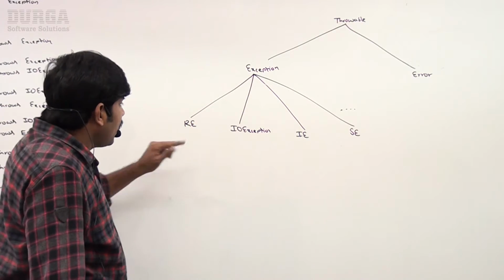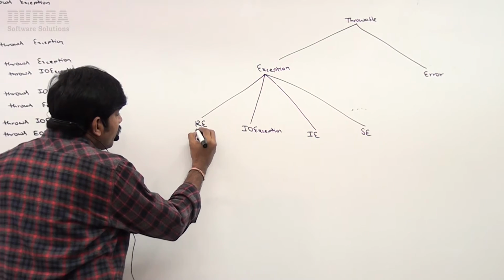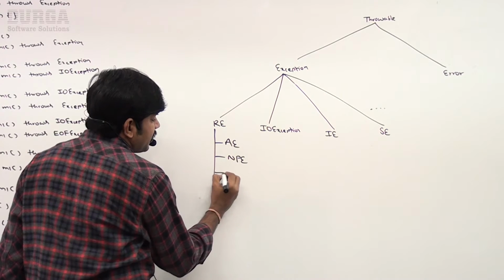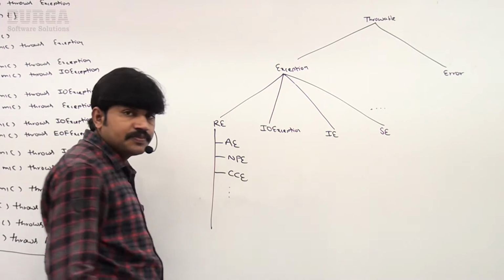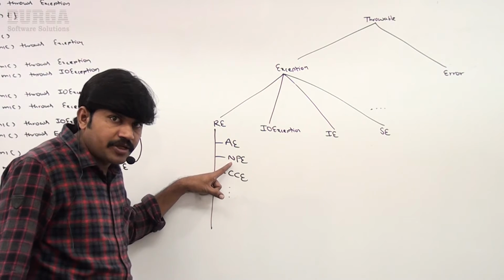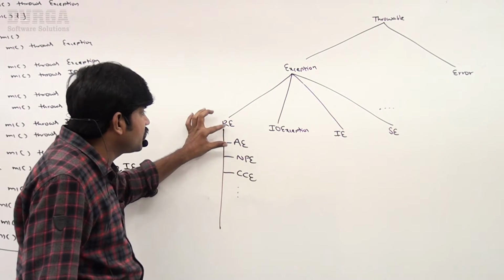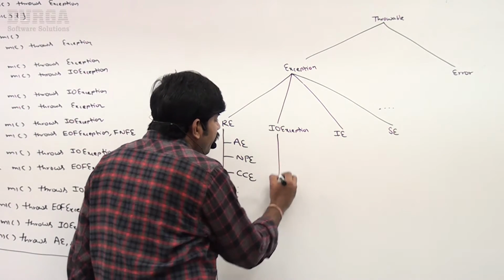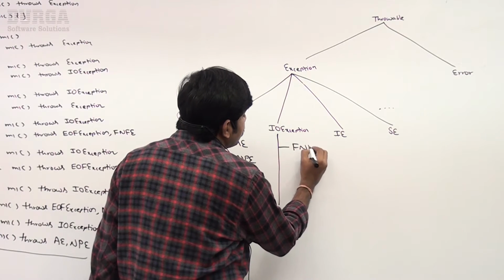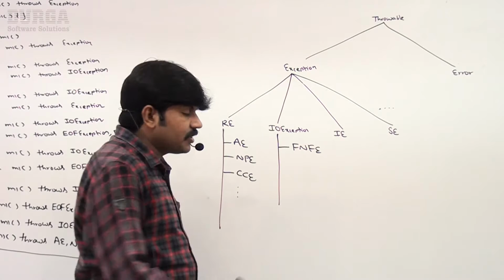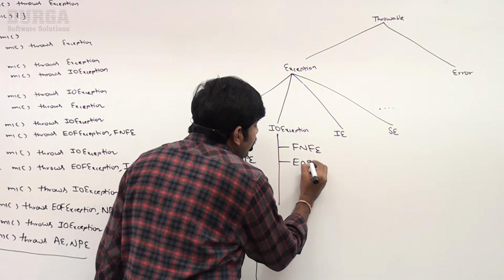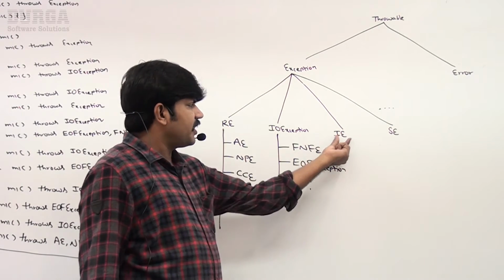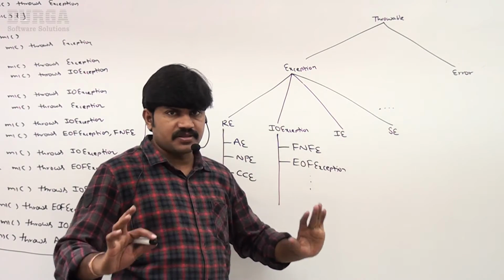Under RuntimeException, do you know what the various child classes are? ArithmeticException, NullPointerException, ClassCastException. These are child classes of RuntimeException. Similarly, under IOException, there are FileNotFoundException, EOFException, and so on. InterruptedException, ServletException, there are several things.